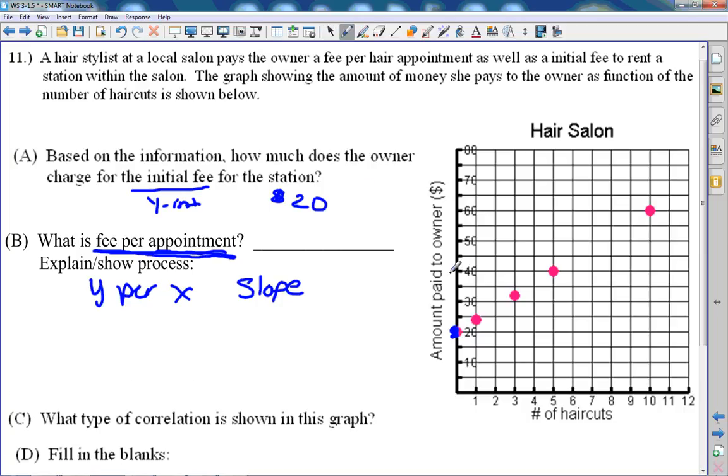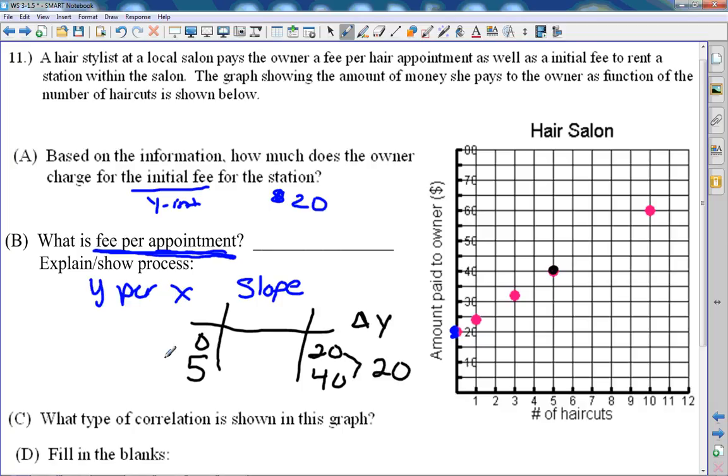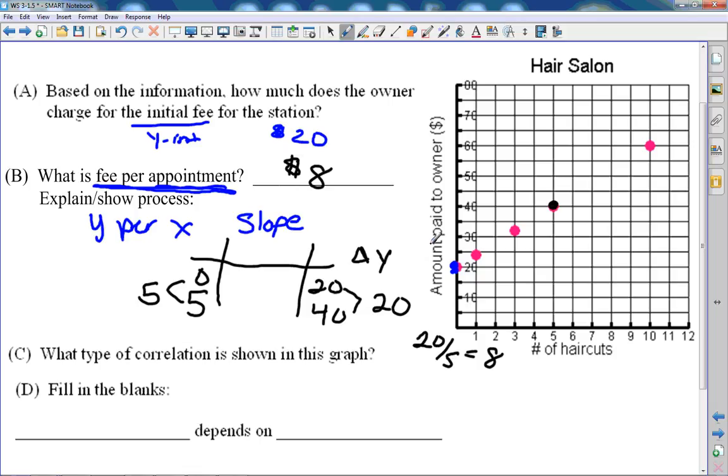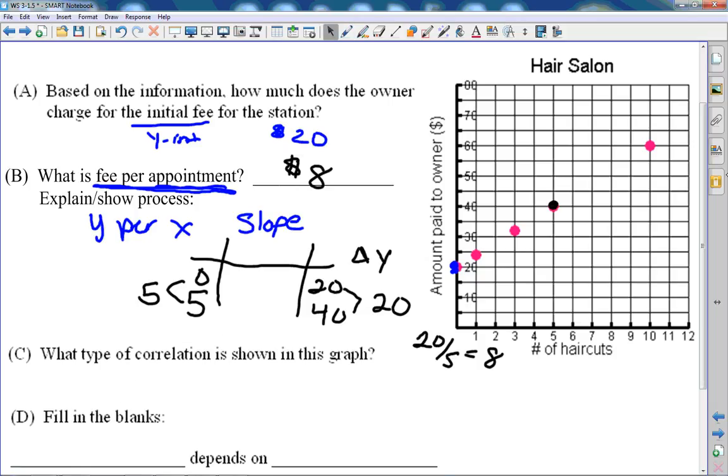What if I did this? Let me make a table here. I've got (0, 20), because sometimes the graphs are hard to read. What about, I'll take this point right here, (5, 40). Well, if it's the slope, let's do delta y over delta x. Delta y, the change in y, is 20. The change in x is 5. 20 over 5 is 4. Wait, $8 per haircut. Now, what kind of correlation does this have? You guessed it. It is a positive correlation.